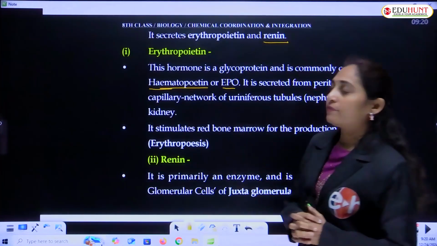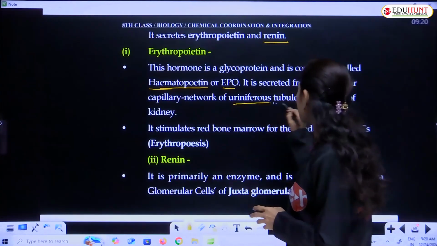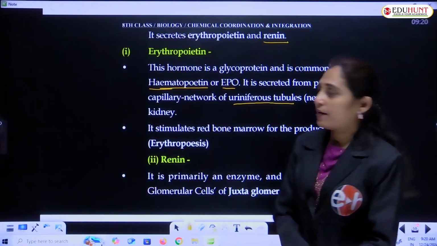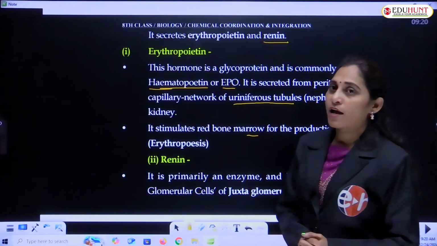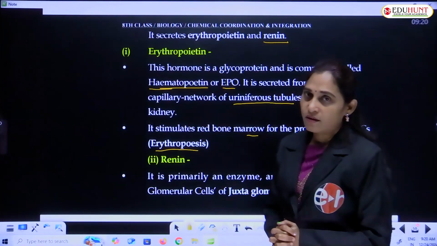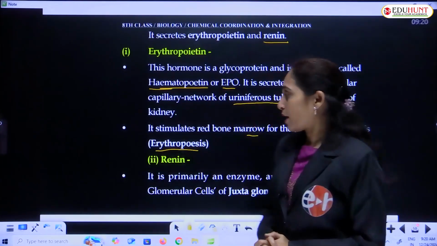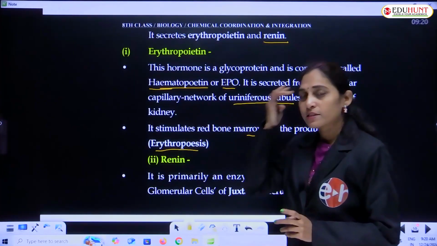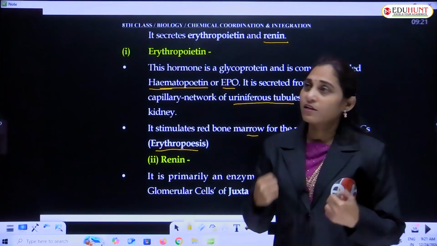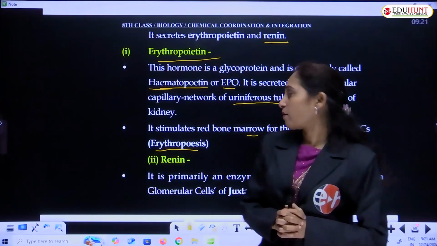It is secreted from the peritubular capillary network of uriniferous tubules, that is nephrons of the kidneys, and stimulates red bone marrow for the production of RBC, called erythropoiesis. Poiesis is production and erythro is red, so red blood corpuscle production is called erythropoiesis. The bone marrow gets stimulated by the action of erythropoietin.